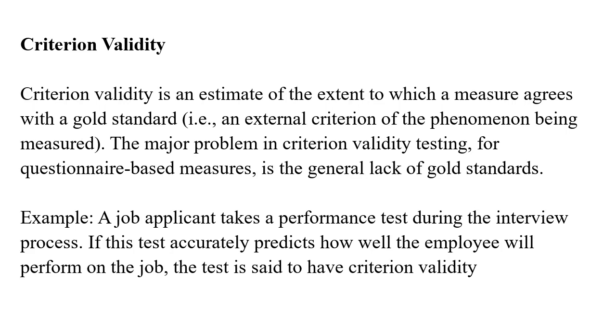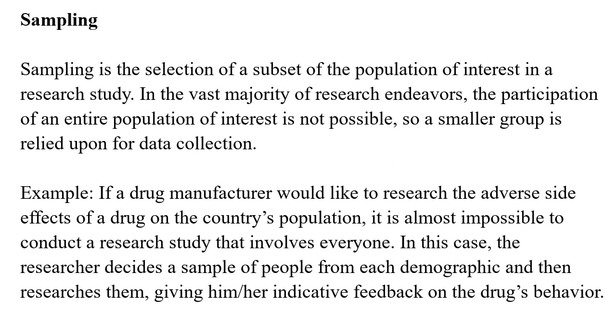Example, a job applicant takes a performance test during the interview process. If this test accurately predicts how well the employee will perform on the job, the test is said to have criterion validity. Sampling. Sampling is the selection of a subset of the population of interest in a research study.